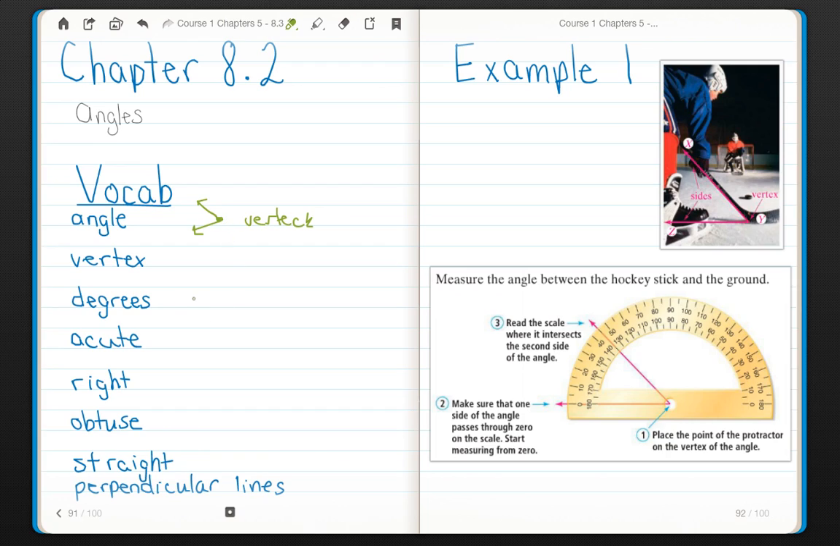Degrees is what we measure the angle with. Make sure you always have a degrees symbol. So if an angle is 35 degrees, you include that degrees symbol. It's incorrect without it.